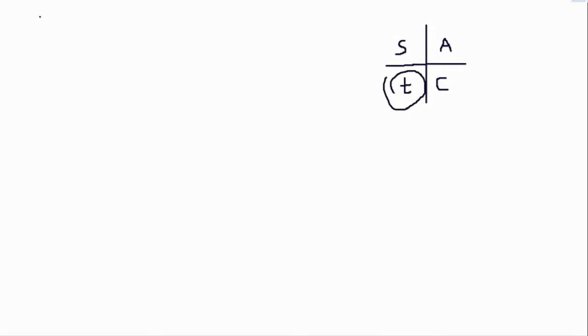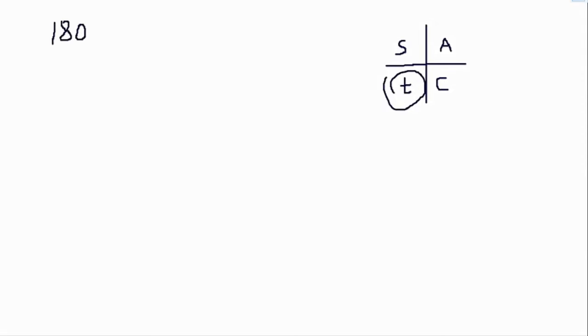So in the first quadrant, all are positive. In the second, sine is positive. In the third, tan is positive. And then in the fourth, cos is positive. And in this case, we are dealing with tan. We have to find where tan is positive. So where tan is positive is the third quadrant.